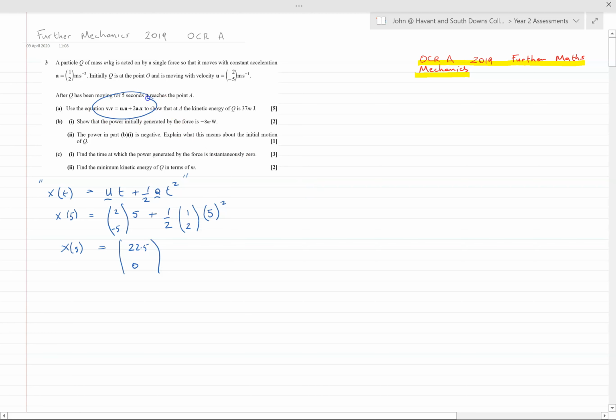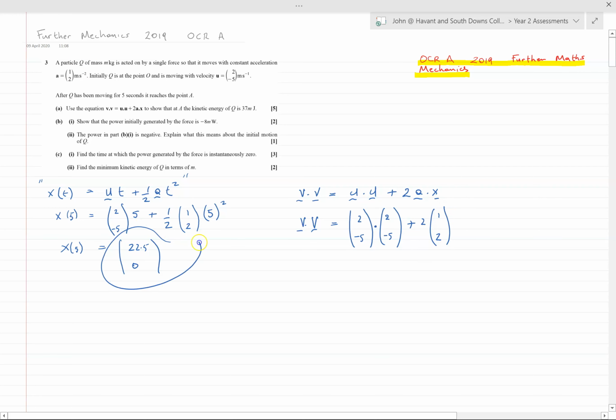So now we can use the equation they've asked us to use. We've got v dot v is equal to u dot u plus 2a dot x. So v dot v, which is what we need, is equal to u dot u, so that's (2, -5) dotted with (2, -5), plus 2 times a, which is (1, 2), dotted with x, which is (22.5, 0).